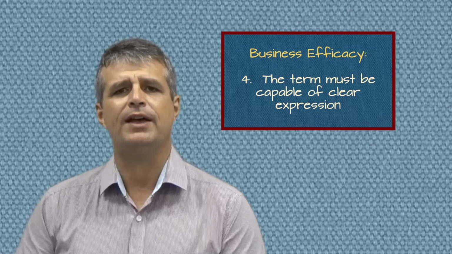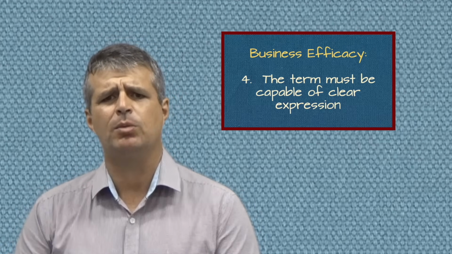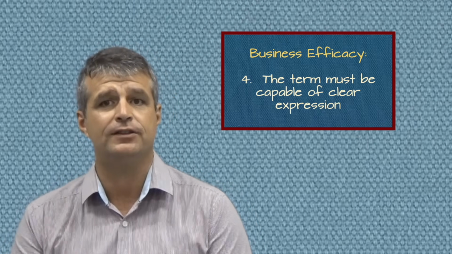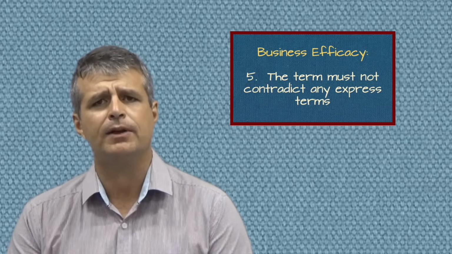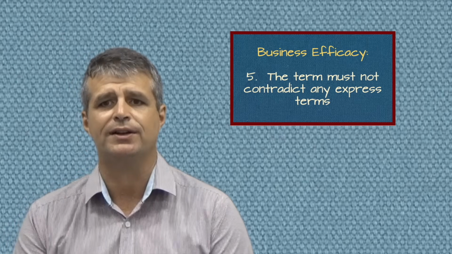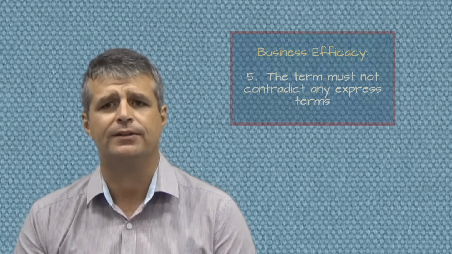Fourth, the term has to be capable of clear expression. So the court has to be able to say exactly what the term should have said if the parties had stopped to think about it. Finally, the term must not contradict any express terms in the contract. So these implied terms, they fill gaps in the contract. They don't overturn things which are already in the contract.